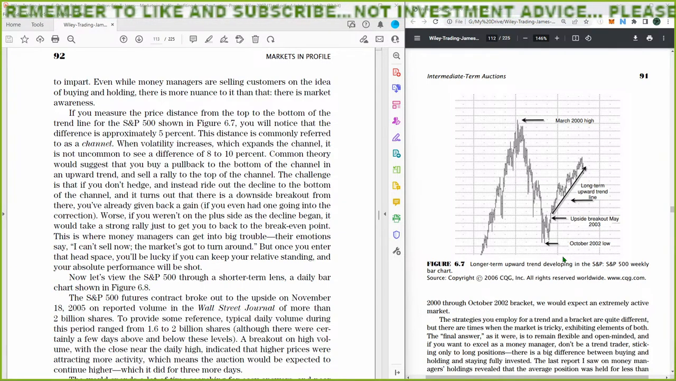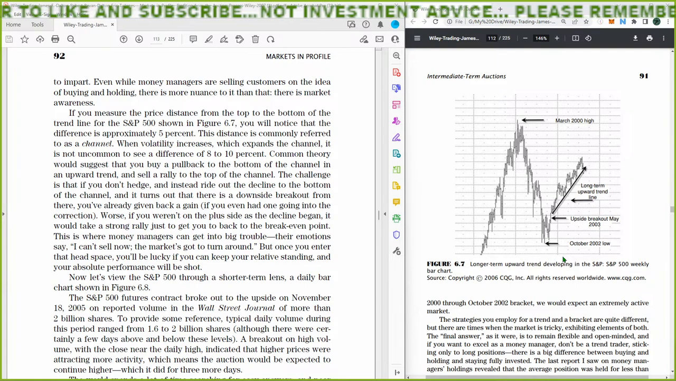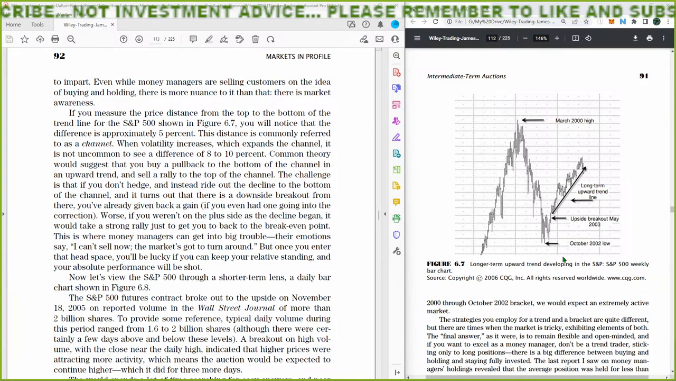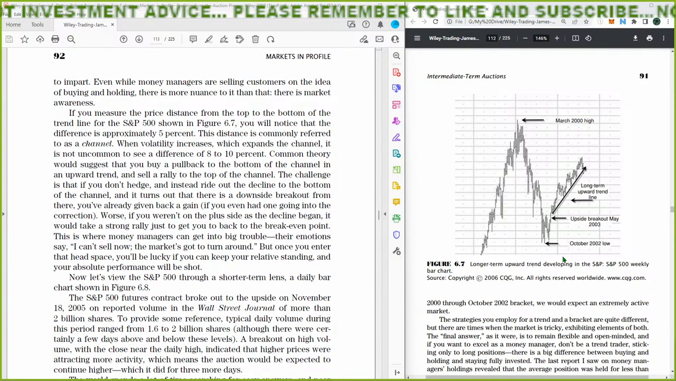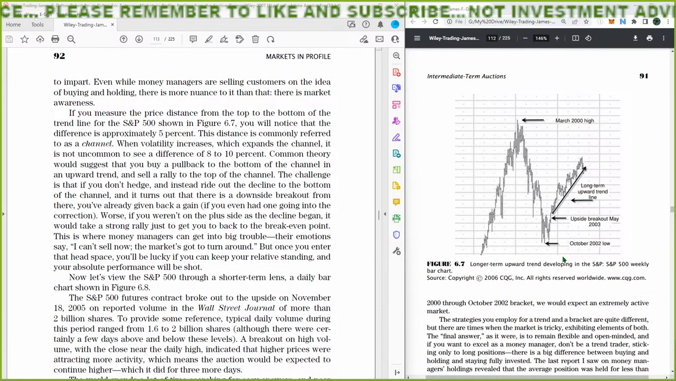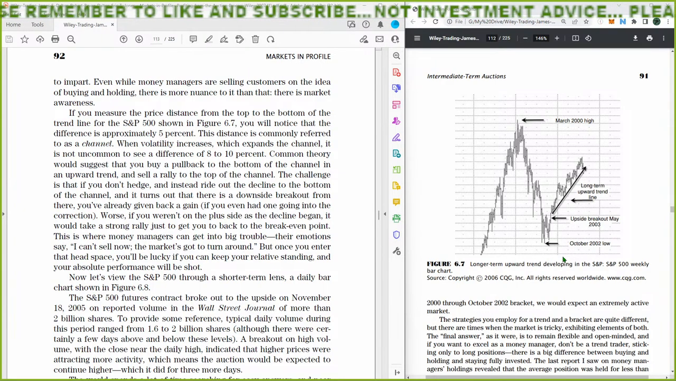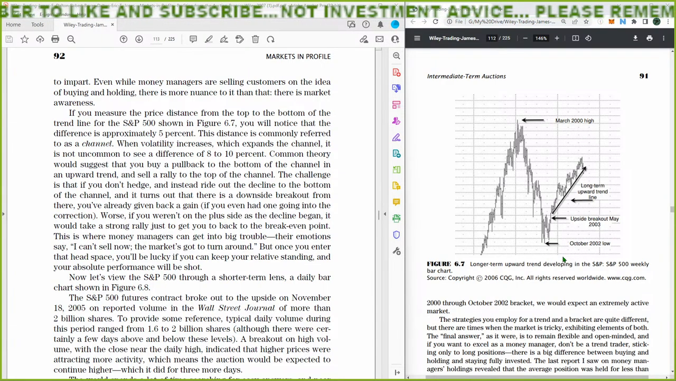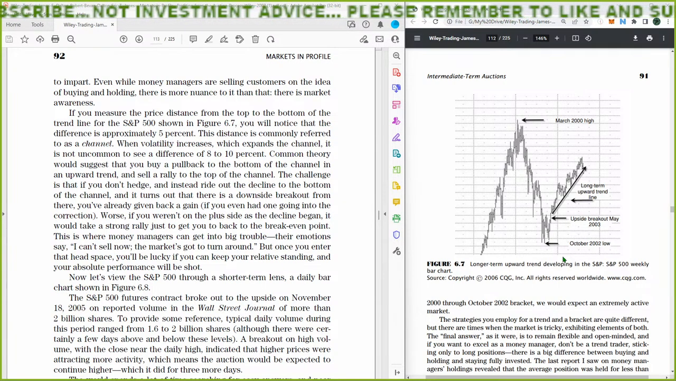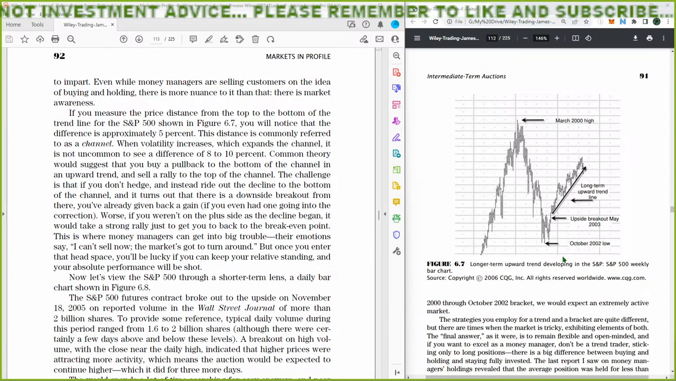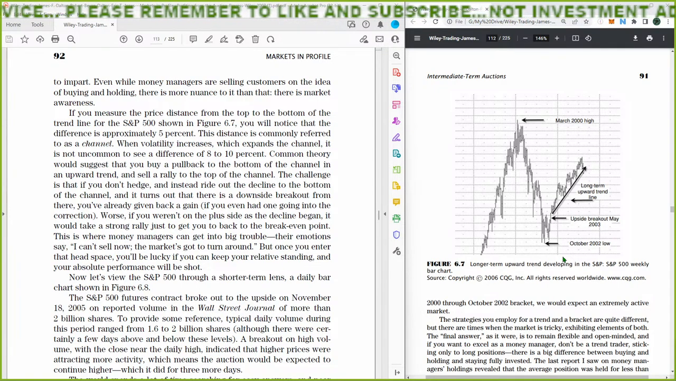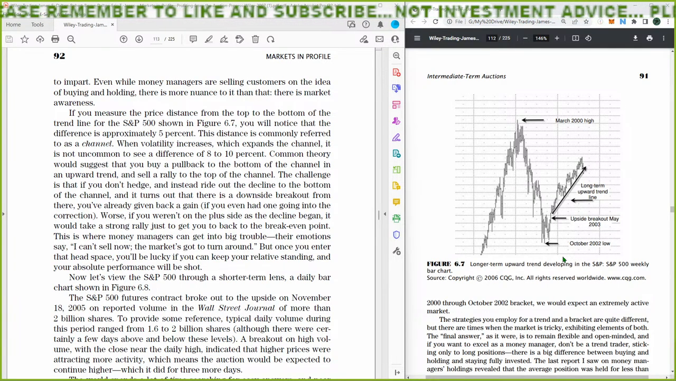The challenge is that if you don't hedge and instead ride out the decline to the bottom of the channel, and it turns out that there is a downside breakout from there, you've already given back a gain, if you had one going into the correction. Worse, if you weren't on the plus side as the decline began, it would take a strong rally just to get you back to the break-even point. This is where money managers can get into big trouble. Their emotions say, "I can't sell now, the market's got to turn around." But once you enter that headspace, you'll be lucky if you can keep your relative standing, and your absolute performance will be shot.